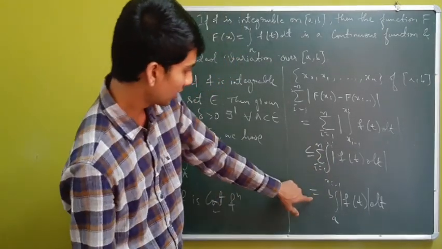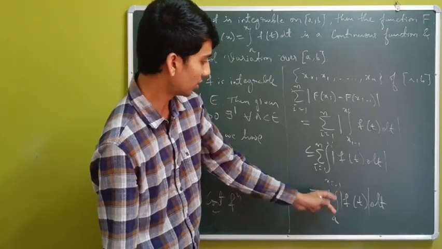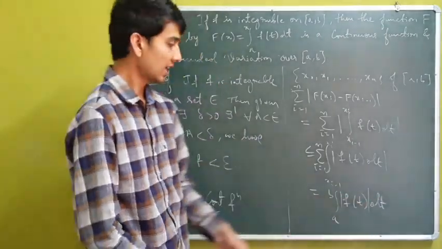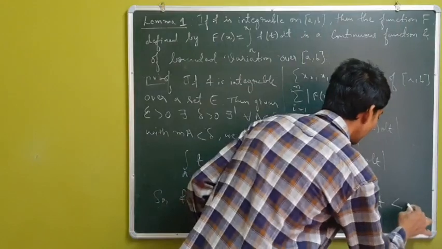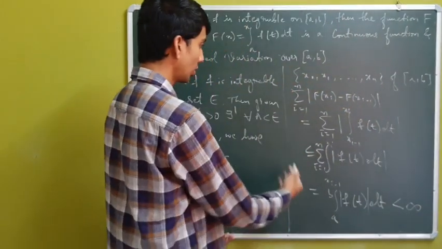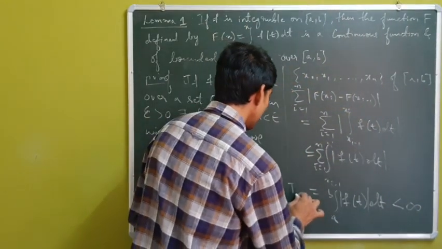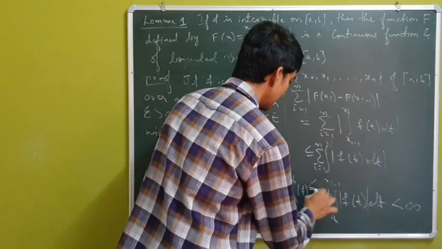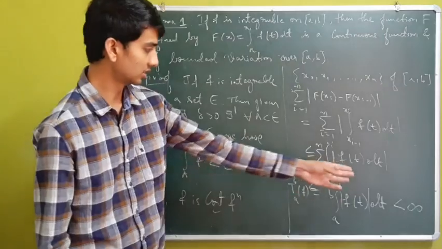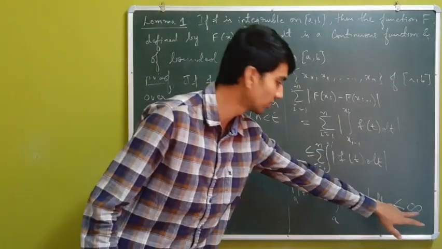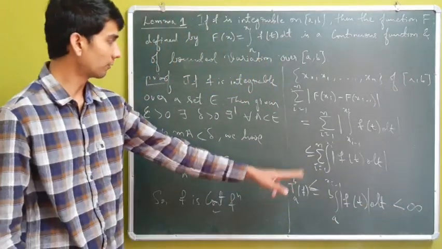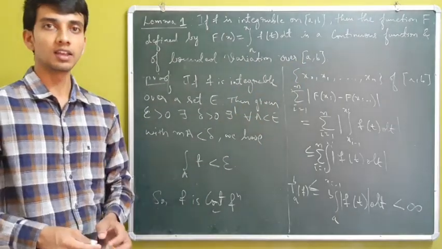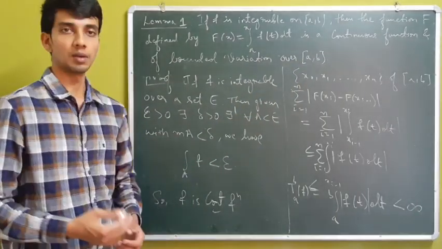So we have this to be equal to the integral over [a, b] of |f(t)| dt, and clearly this is finite. So we have the total variation of f over [a, b] to be less than or equal to this, which is finite. So total variation is finite, and that implies f is of bounded variation over [a, b]. So this completes Lemma 1.